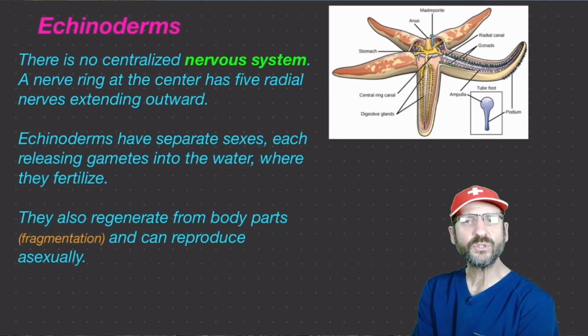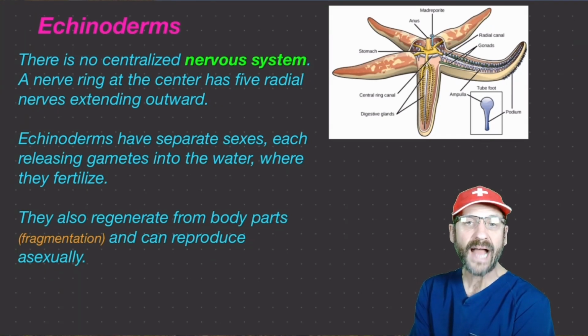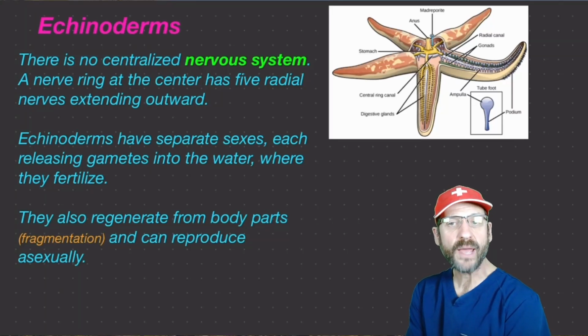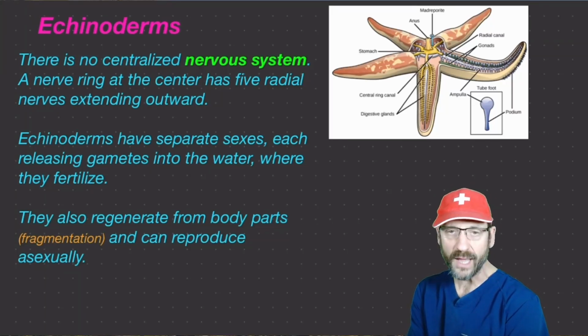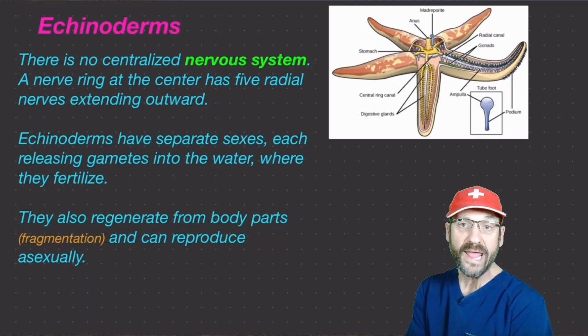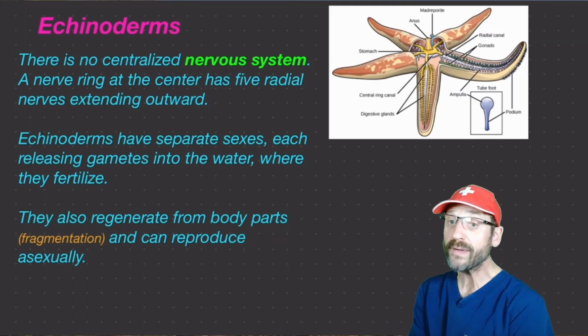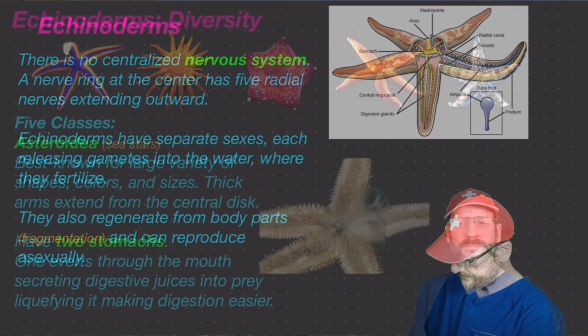There is no centralized nervous system. A nerve ring at the center has five radial nerves extending outward. Echinoderms have separate sexes, each releasing gametes into the water where they fertilize. They may also regenerate from body parts and can reproduce that way asexually, and we call that fragmentation.